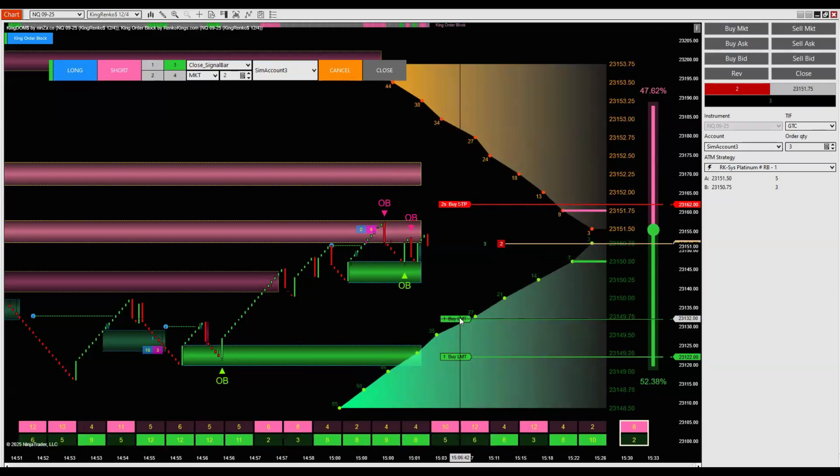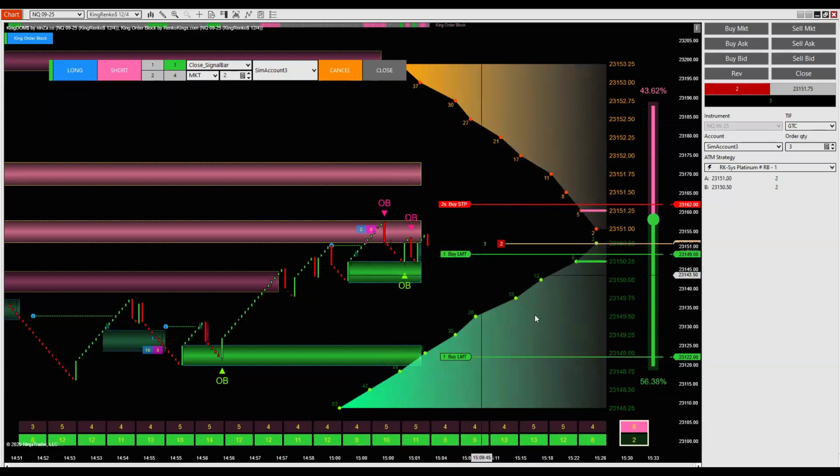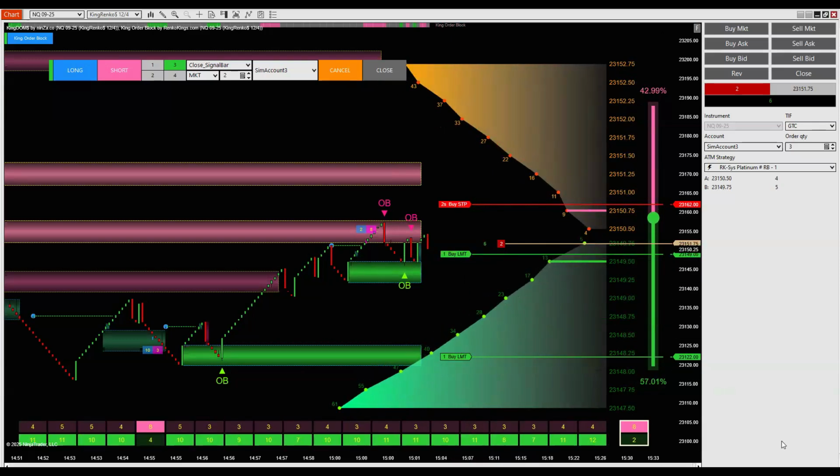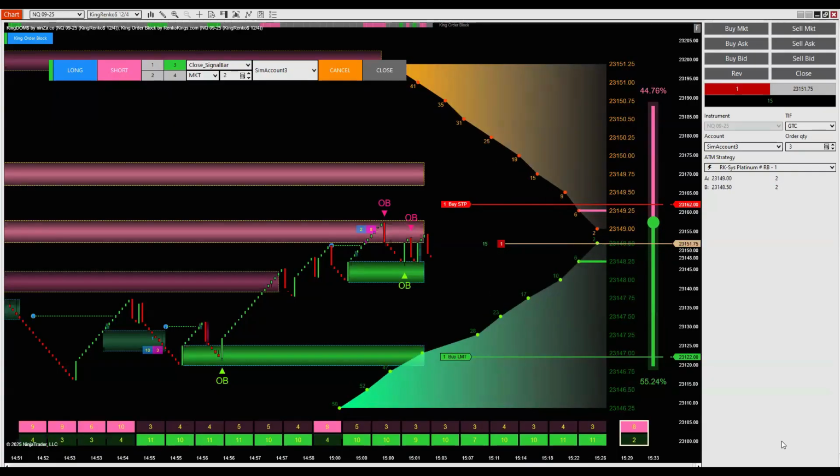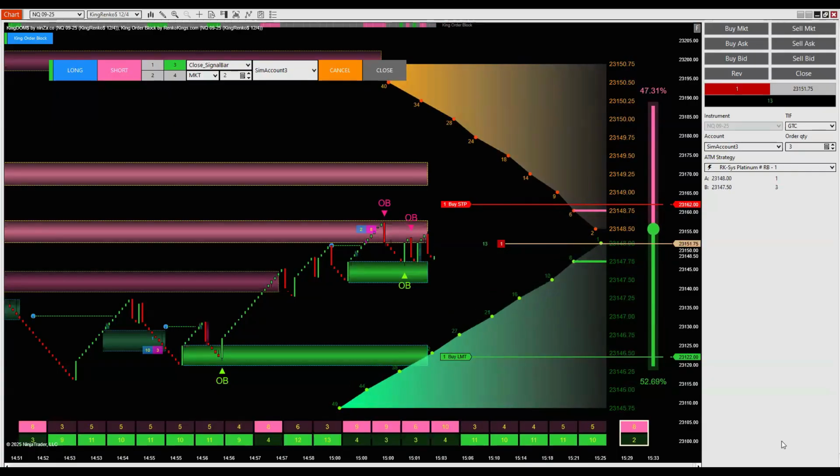All right, I want to bring up the second target here, close by. Just want to take the second one out and then see what's. Target filled. Let's see what's going to happen now with the last one.